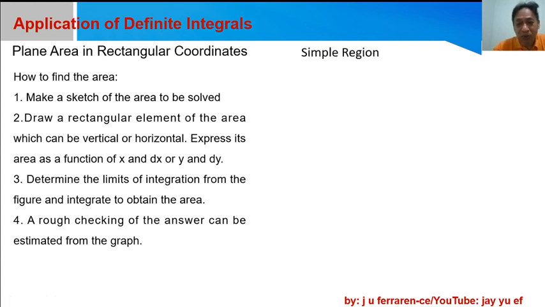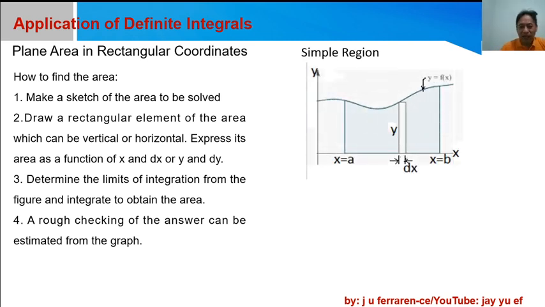Now, this is a simple region if you have a boundary which could either be the x or y axis. In our figure, it shows a region which is bounded by the x-axis over an interval a to b, and that is bounded with a curve y equal to f of x. If you have to construct your element of the area, or your dA, the element of the area will be constructed vertically because one of the boundary is the x-axis.